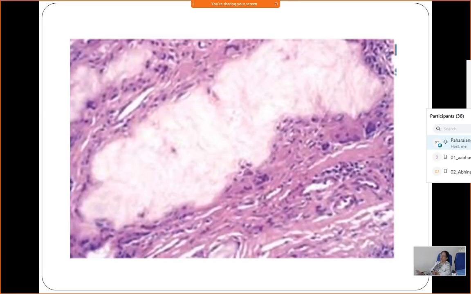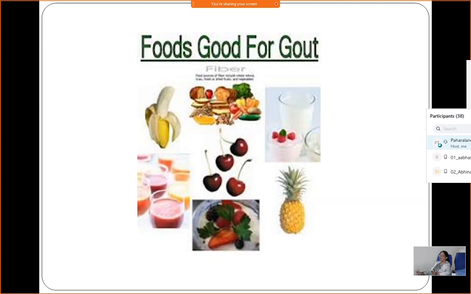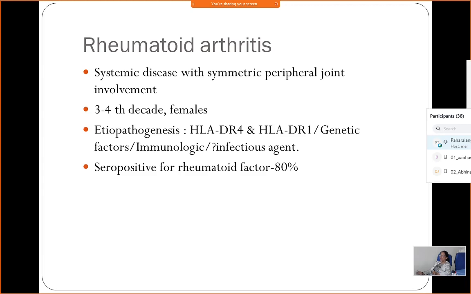This is how tophi look: light pink fibrillary material, and this fibrillarity is due to the presence of uric acid crystals. Okay, and surrounding this pink material, you are seeing the inflammatory cells, and you may also see foreign body giant cells. These are the foods which are good for people with gout: more vegetables and fruits, less meat. Okay, so that is about gouty arthritis.